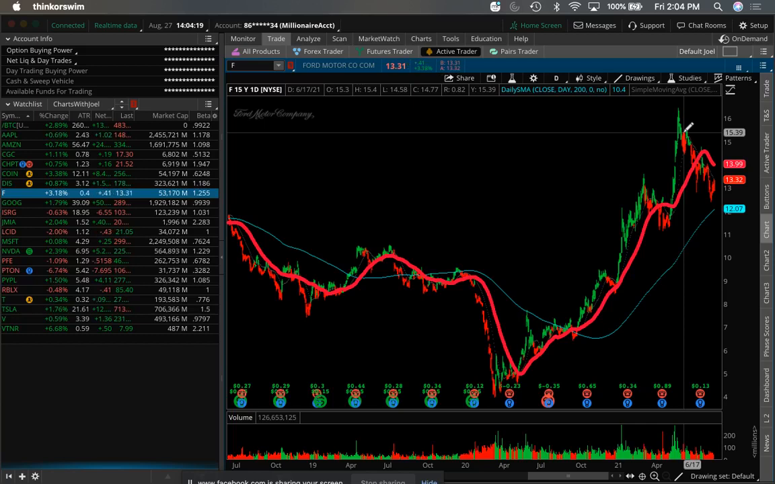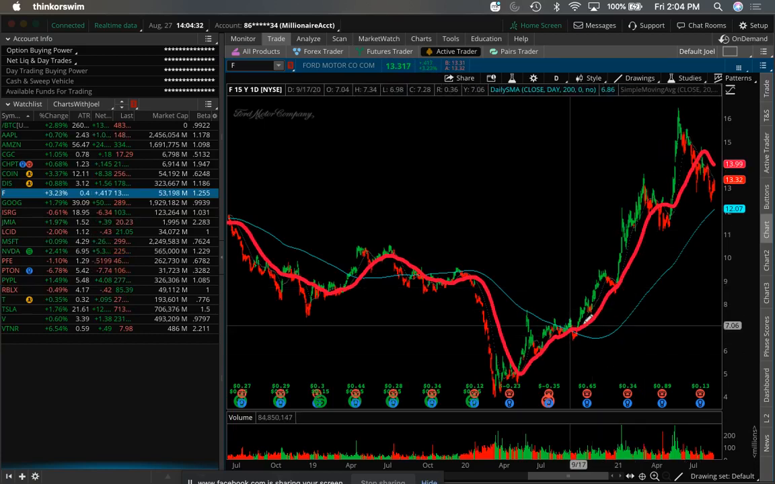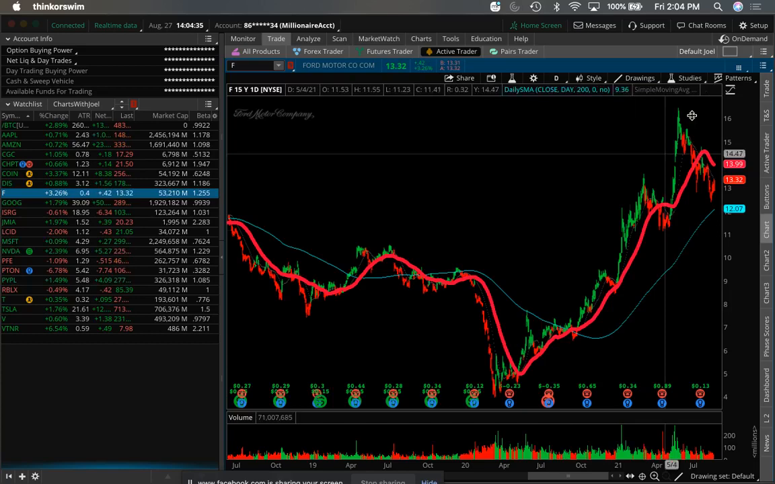Just because a company makes money doesn't mean the stock's going to go up. Just because a company loses money doesn't mean the stock's going to go down. So what do you have to look for? You have to look for buying. Are they buying it? If they're buying it, where is it going to?